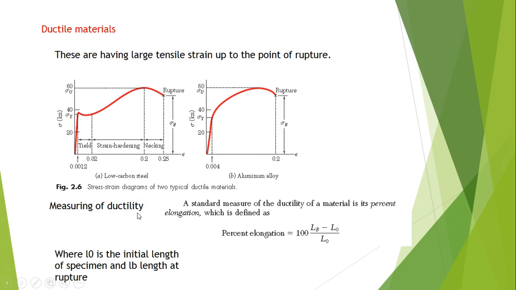How can we measure the ductility? Ductility can be measured in two ways. The standard measure of ductility is the percentage of elongation. The percent of elongation is LB minus LO divided by LO, where LO is the original or initial length of the specimen and LB is the length at rupture, where B here denotes the point of rupture. So we get the length of the specimen at rupture, deduct the original length, and divide by the original length.